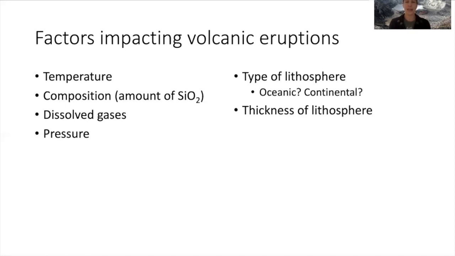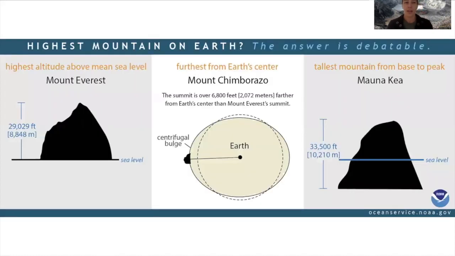Now let's translate that to a fun fact to end this lecture. And that is, what is the tallest mountain on Earth? Is it a mountain or is it a volcano? Everyone automatically thinks that Mount Everest is the tallest mountain on Earth. And it is very tall, relative to its place above sea level at nearly 9,000 meters tall. It has got the highest altitude above mean sea level.